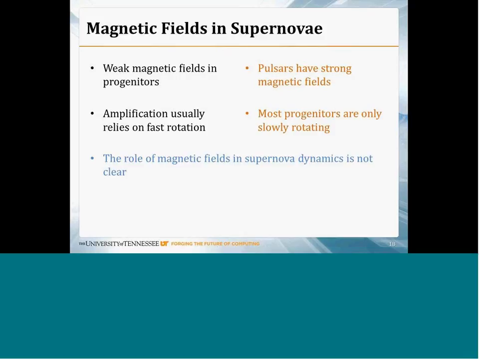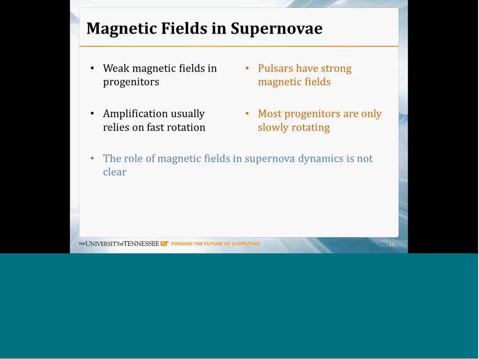One of the questions we ask is this: we know that from supernova we have neutron stars and pulsars. Pulsars have a very strong magnetic field, while most supernova progenitors have a weak magnetic field. So how does it get from here to a pulsar with a strong magnetic field? We know that magnetic field amplification usually relies on fast rotation, but most progenitor stars are only slowly rotating. Another issue is that the role of magnetic fields in supernova dynamics is not clear.